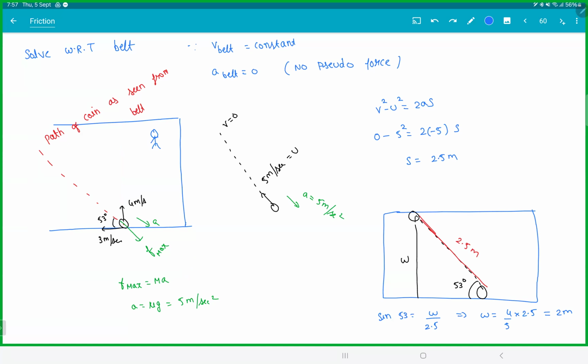Ishana, how did you get 4? Sir, I made some calculation mistake. But the process was right. I forgot to divide. Okay, fine.